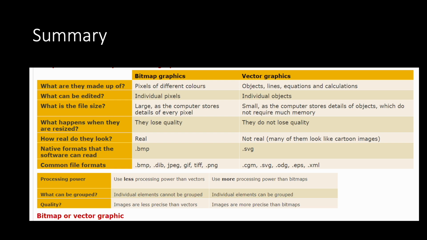And what can be grouped? In bitmap graphics, individual elements cannot be grouped, and in vector graphics, the individual elements can be grouped. And finally, the last one: the quality of bitmap graphics is less precise than vectors, and on the other hand, vector graphics images are more precise than bitmaps. Well, I'll give you 10 seconds and then I'll go through a quick recap on the summary slide.